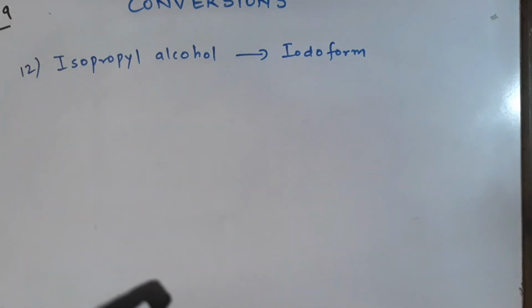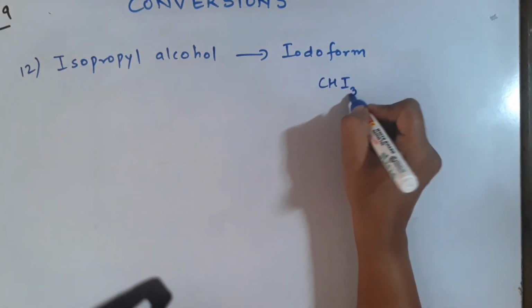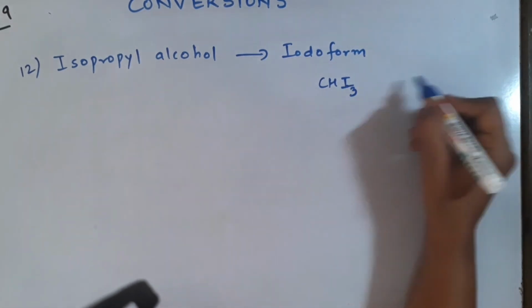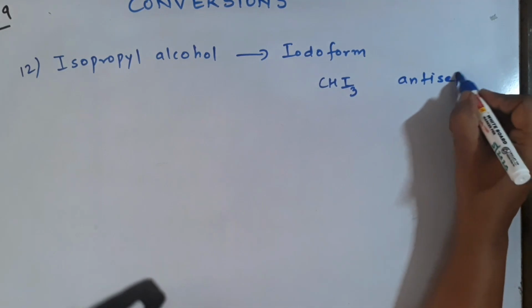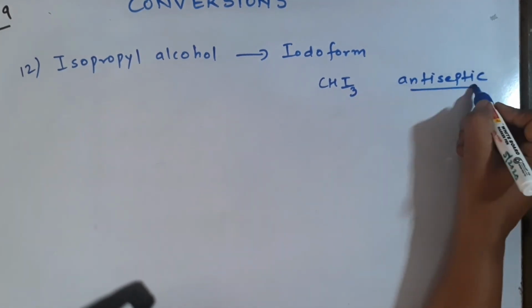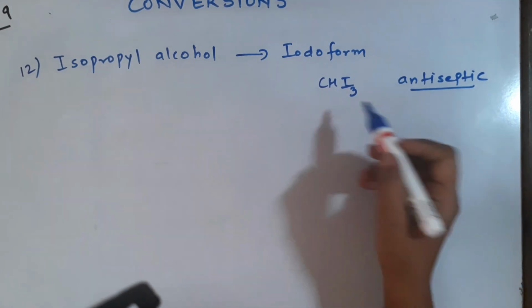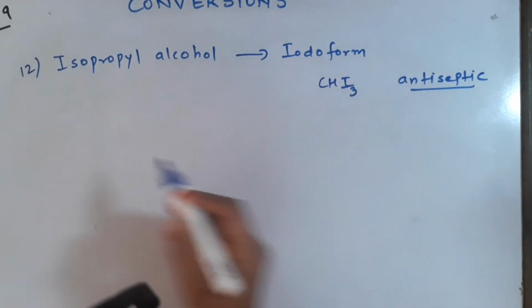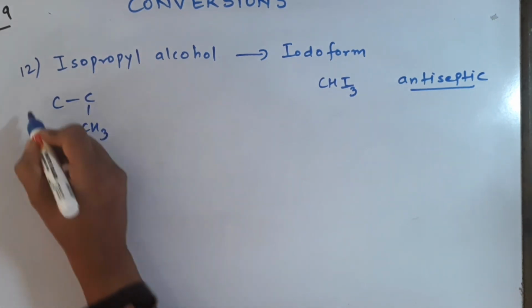Now the next is isopropyl alcohol to iodoform. Iodoform is very important for your exam. Iodoform is having this formula, and it is an antiseptic, and in dental surgery it is sometimes used as an anesthetic also. So this is the first thing, and isopropyl alcohol will be drawn in this manner.